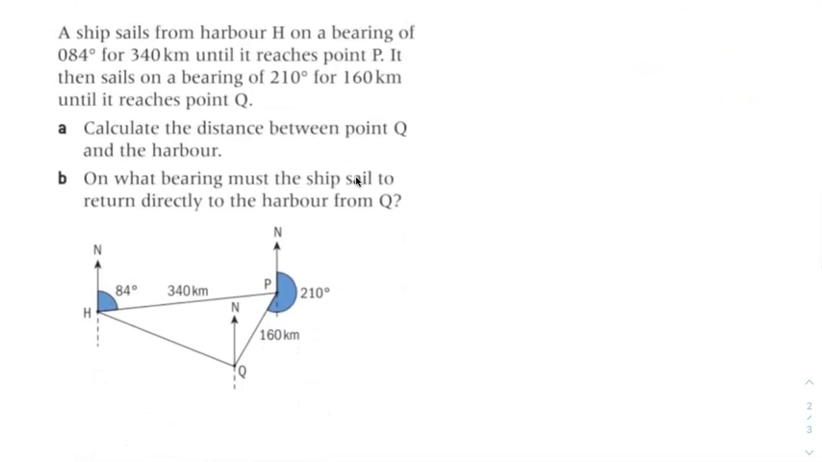A bearing problem. A ship sails from a harbor on a bearing of 084 for 340 kilometers until it reaches point P. That's what you see right here in the top part. So 84 degrees, right? Stop there. Go 340 kilometers to point P.